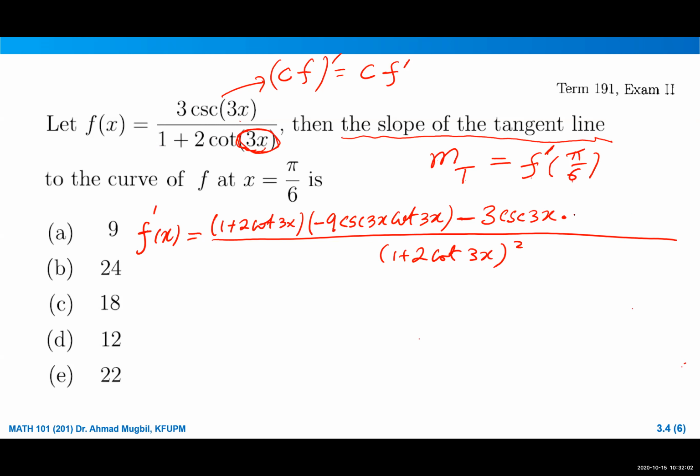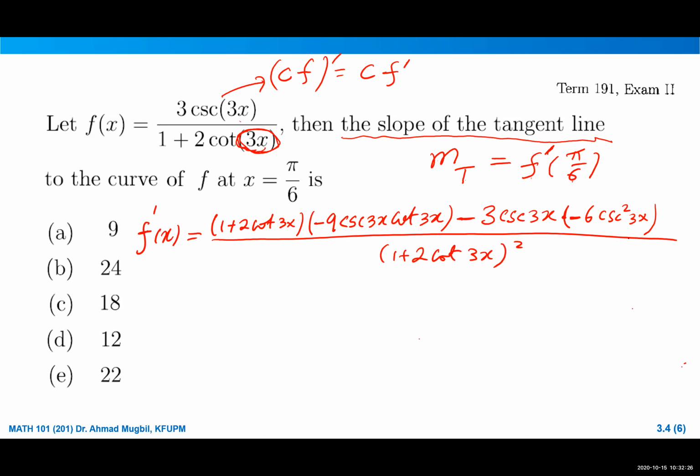So I will write just here, negative 6 cosecant squared 3x. Is that correct? What I did: 2 times 3, and that one is negative. So now, ya shabab, you can simplify if you want. It depends on what you want. You can stop here, or you can continue.